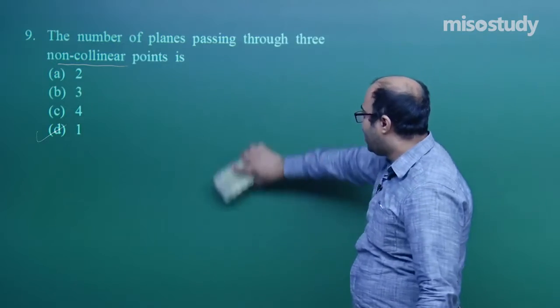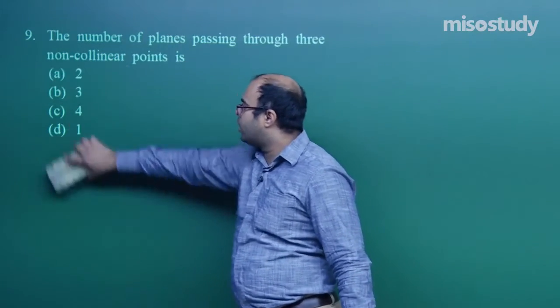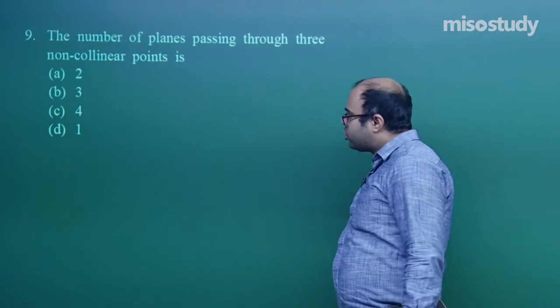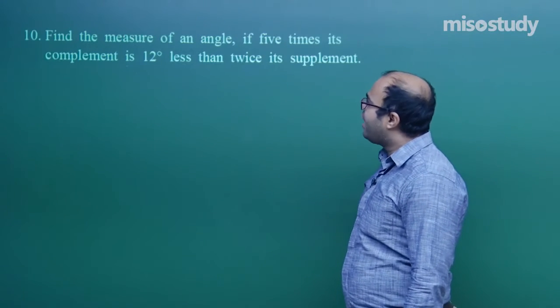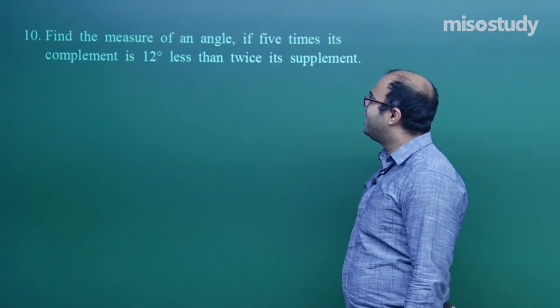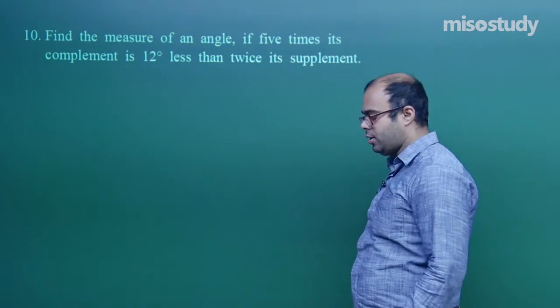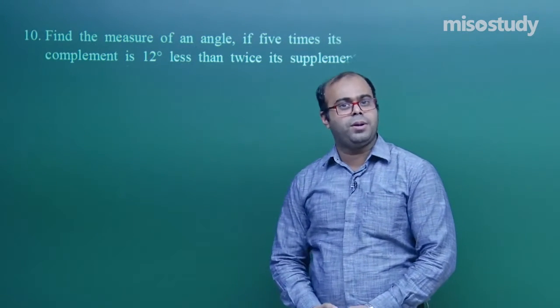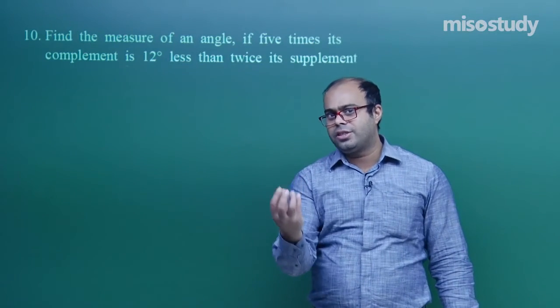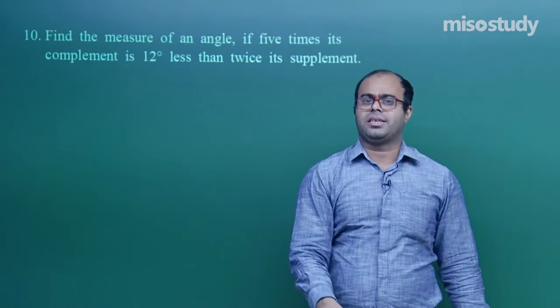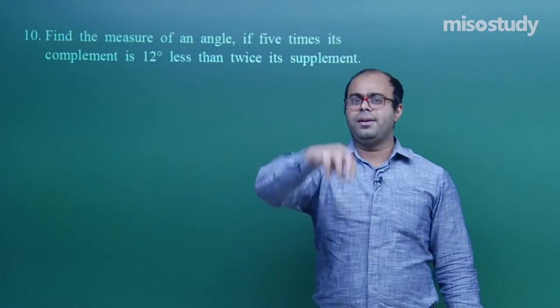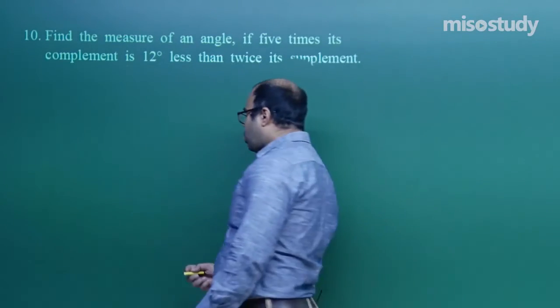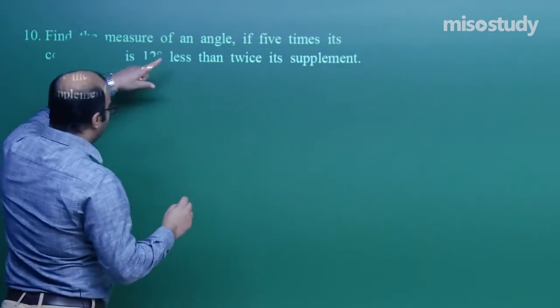So, let us come to the last question of 2 marks now. The last question says, find the measure of an angle if 5 times its complement is 12 degrees less than twice its supplement. So, we should know what is complement and supplement. If x is an angle, its complement is 90 degrees minus x, and if x is an angle, its supplement is 180 degrees minus x. So, let us solve this. Find the measure of an angle.